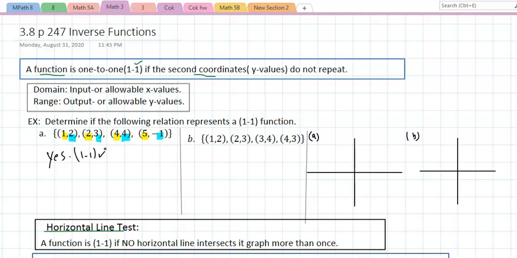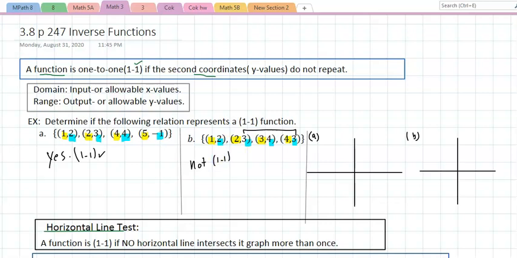And if I look at part B, we say, okay, 1, 2, 3, 4. Very good. That's a function. 2, 3, 4, 3. Wait a minute. Those are the same. This is not one-to-one. It is a function, but it's not one-to-one.